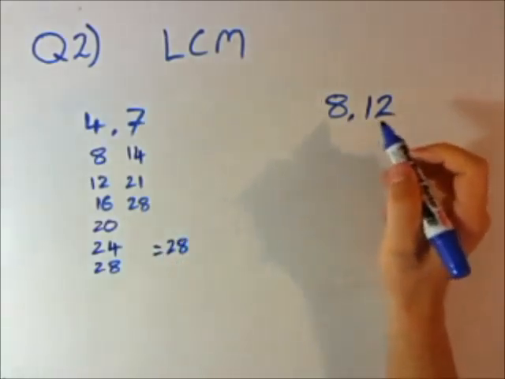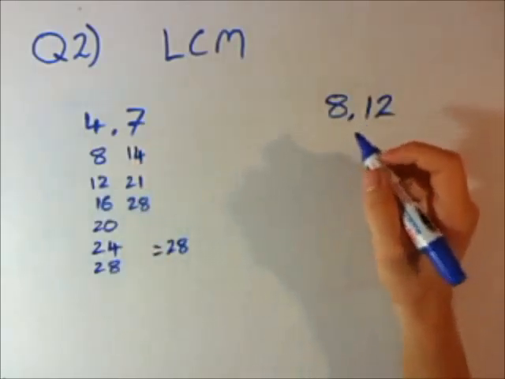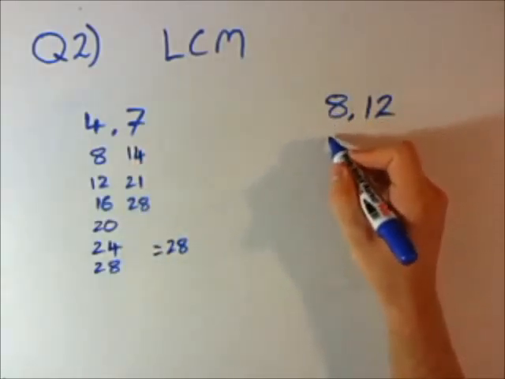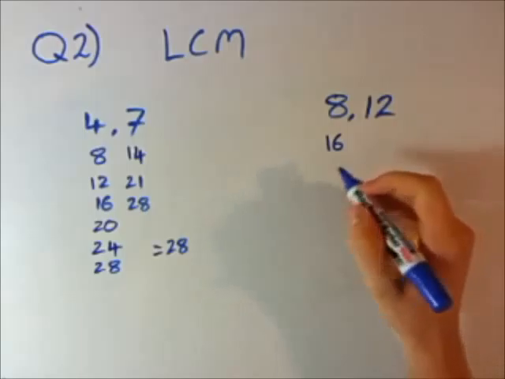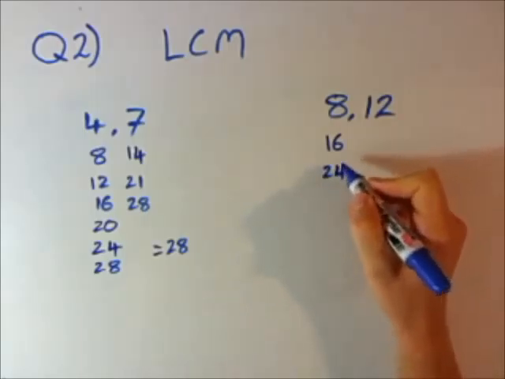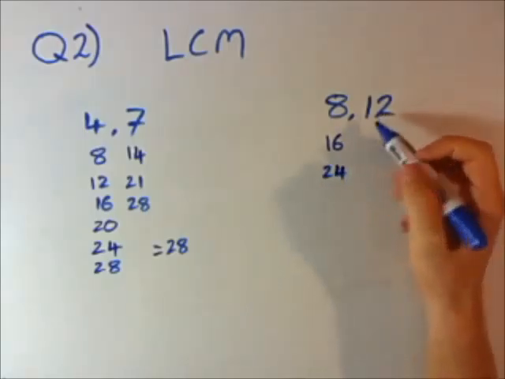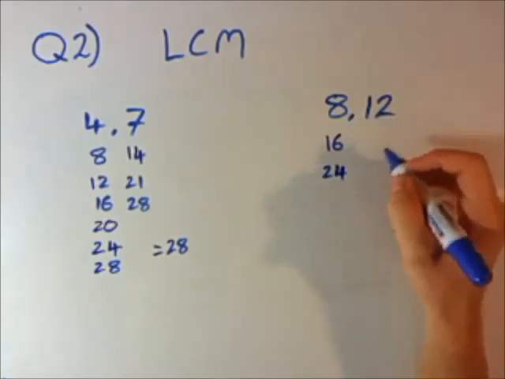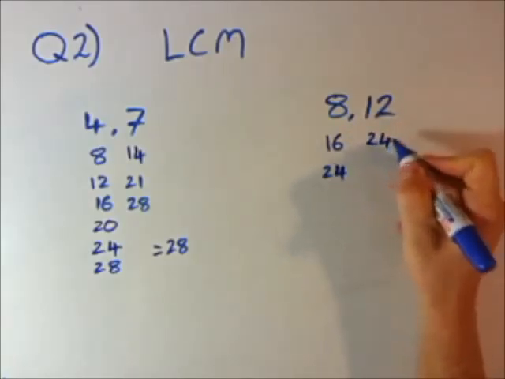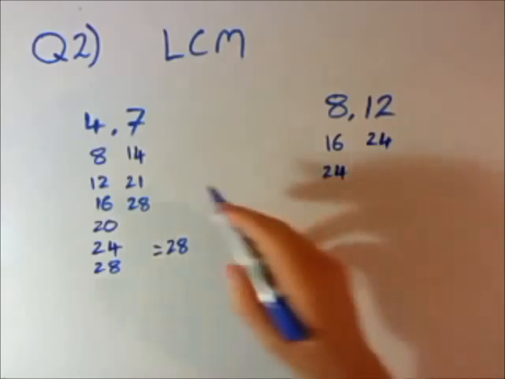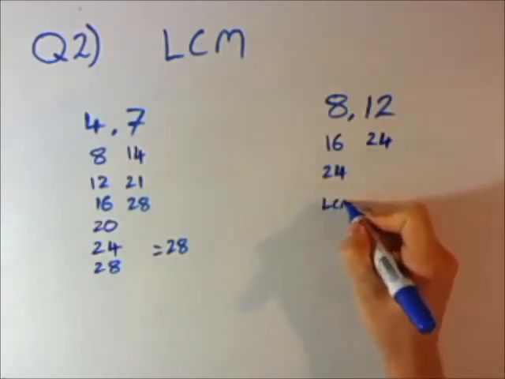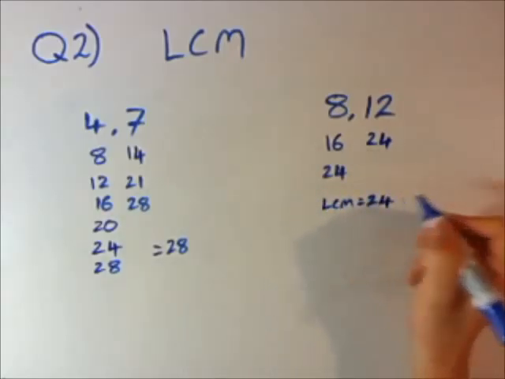Let's have a look at the second one now. I like to write these out. So 8, the next multiple of 8 is 16. The next one is 24. Now I think I could probably stop there and you'll see why. 12, well the next multiple of 12 is 24, and there. So these are common. So our lowest common multiple equals 24.